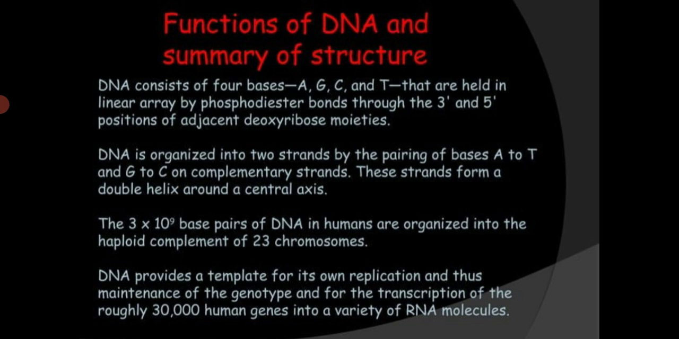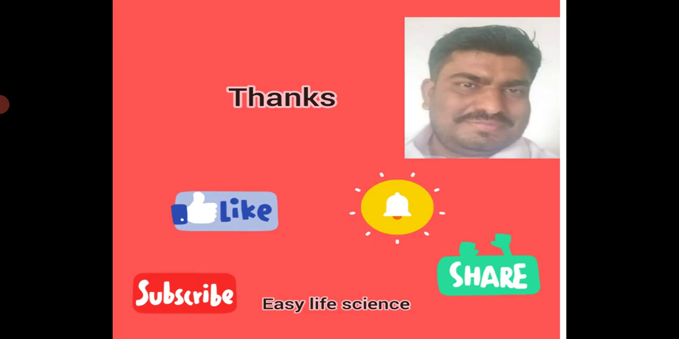The 3 into 10 to the 9 base pairs of DNA in a human are organized in a haploid complement of 23 chromosomes. DNA provides a template for its own replication and thus maintenance of the genotype, and for the transcription of roughly 3,000 genes into a variety of messenger RNA molecules.